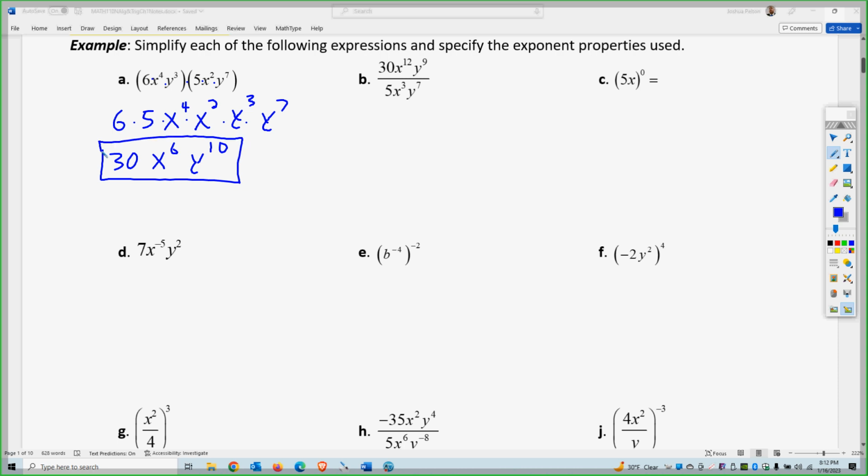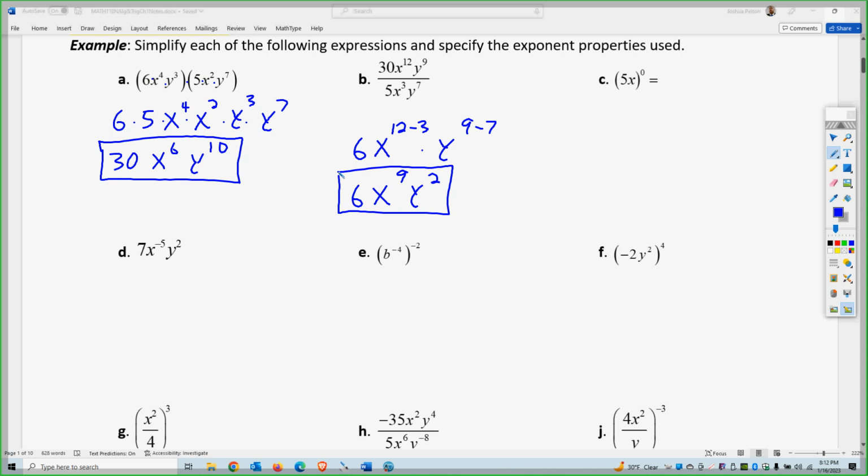Okay. All right, the next one is the quotient rule. So 30 divided by 5 is 6. Okay. And then this is x to the 12 minus 3, and then y to the 9 minus 7, because the quotient rule is subtract, because for each one, the top and bottom, they cancel essentially. So you have x to the 9th, and then y to the second power. Okay, so that's the product rule in the first one, the quotient rule in the second one.